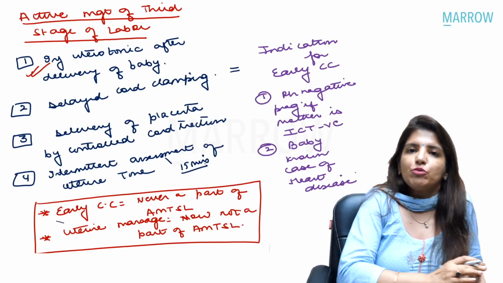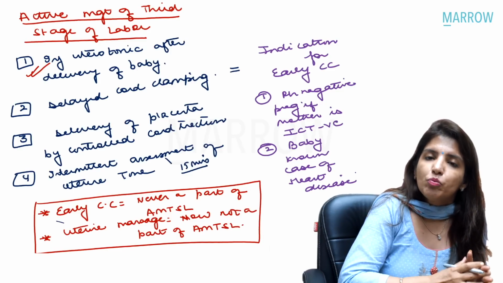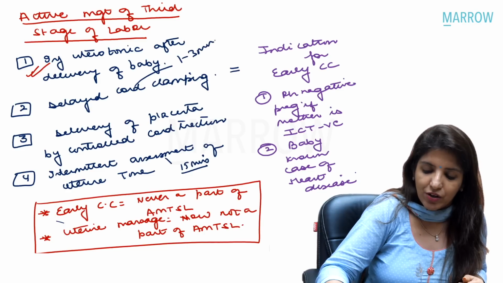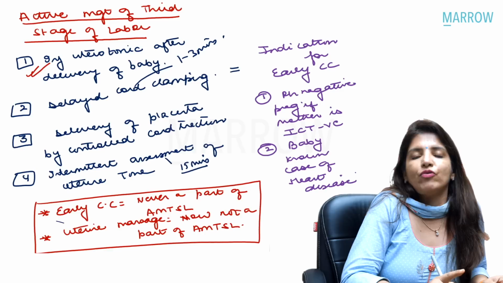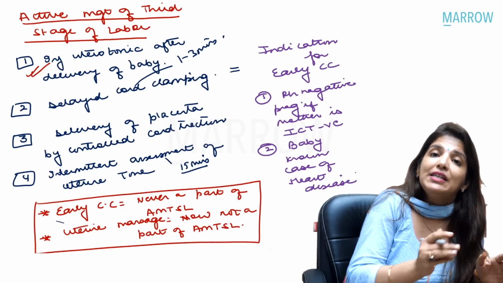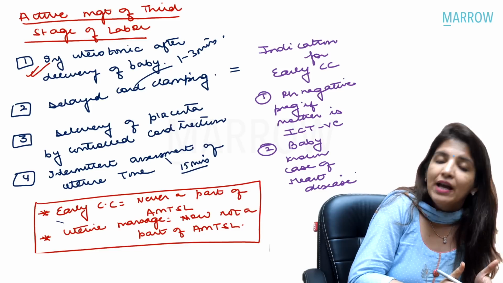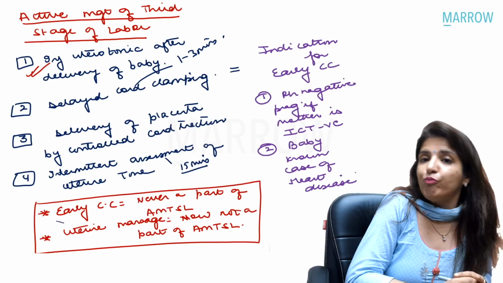Now, in active management of third stage of labor, delayed cord clamping is included, which means you have to clamp the cord within 1 to 3 minutes of the delivery of the baby. Early cord clamping is not a part of active management of third stage of labor, yet there are certain conditions in which you will have to do early cord clamping. And what are those conditions? Number one, in Rh negative pregnancy.